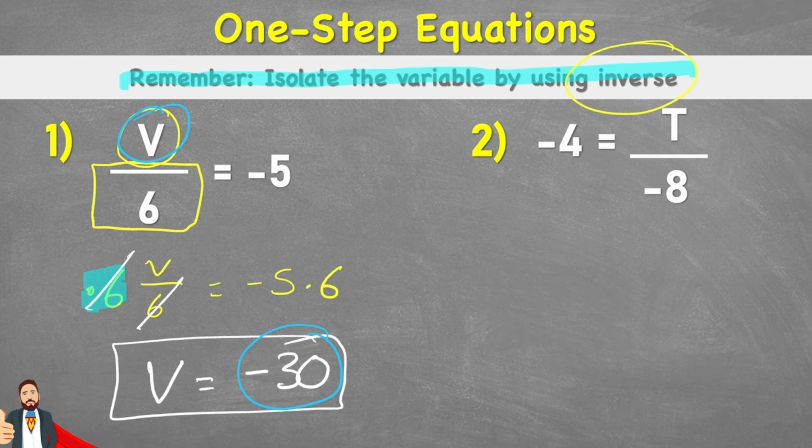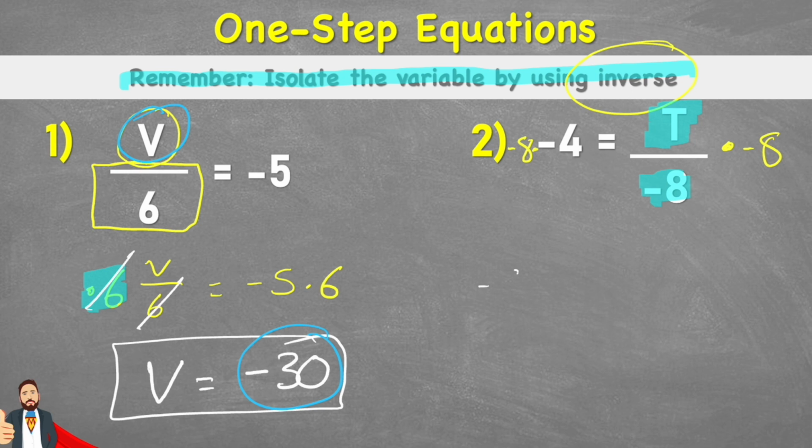Okay, question 2. We have negative 4 equals t over negative 8. So our first task is to identify the variable. Here it is. And notice that it's connected to this negative 8 division. So how can we get this negative 8 to disappear? Well, we're going to have to put a times negative 8 on that side of the equation. But if we do that to one side, we need to times the other side by negative 8 as well. So let's rewrite our equation.